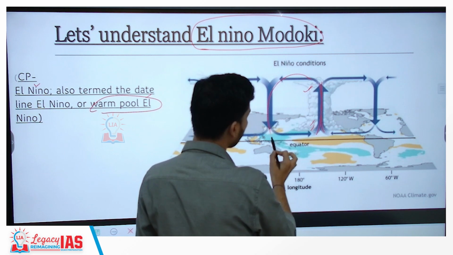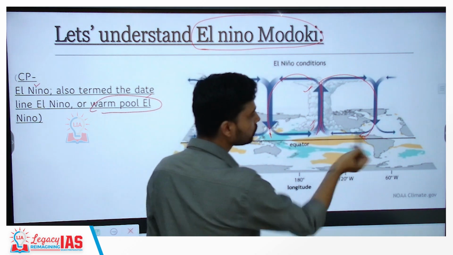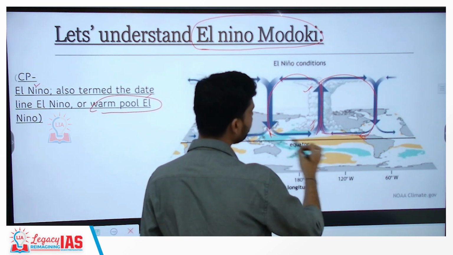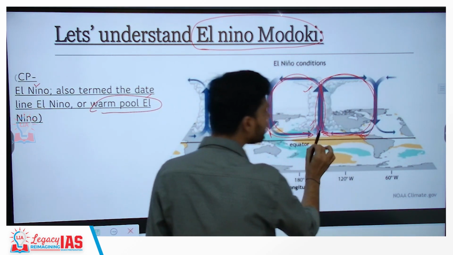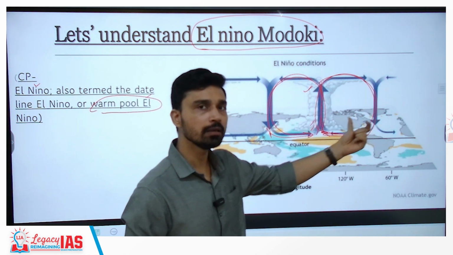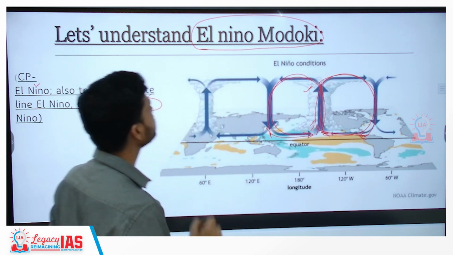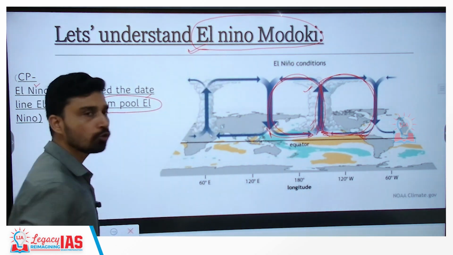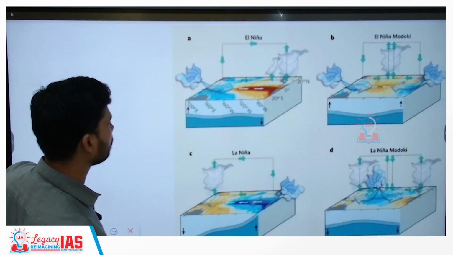While on both the Australian coast as well as around the South American coast, you'll have the sinking of air, and again air moves like this. So within the Pacific Ocean itself, two cells you can see are forming here rather than one cell that forms in the normal El Niño like conditions. This is something that is becoming much more common as compared to even El Niño as well.